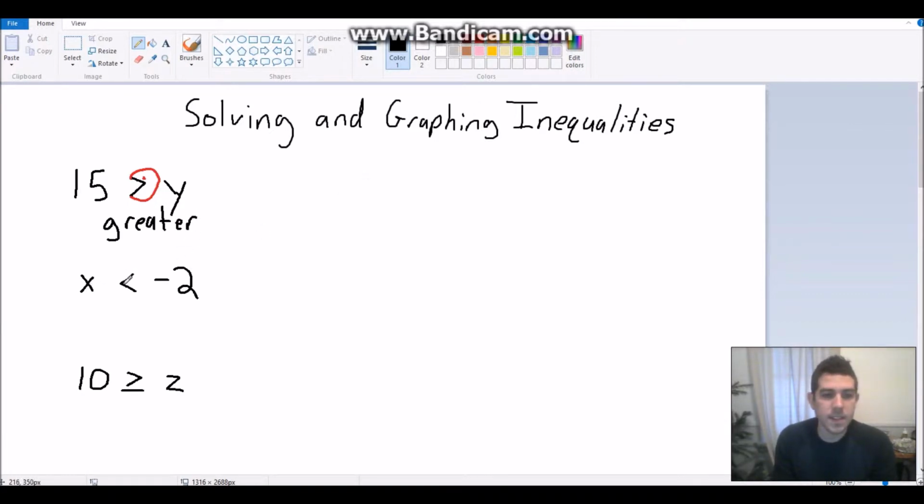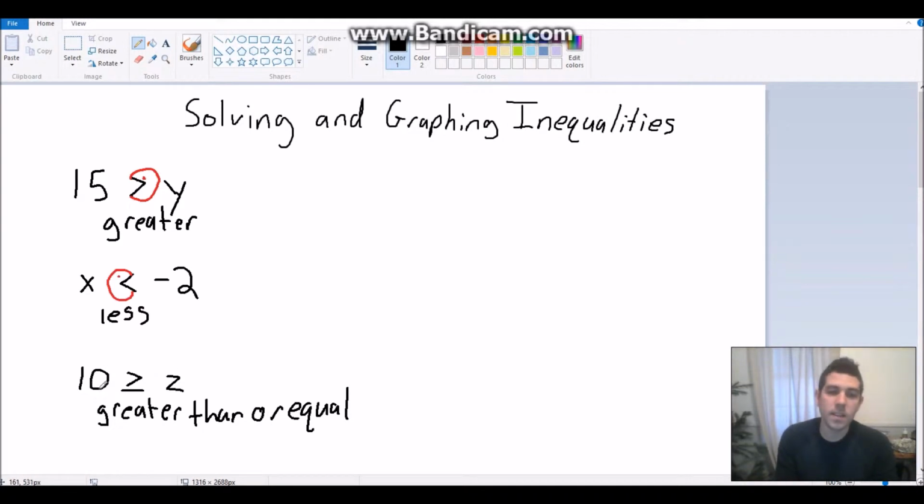Let's look at the next one. X is, well, it's eating the negative 2, so we can say that x is less than negative 2. And lastly, if it has this little bar under it, that means or equal to. So this says 10 is greater than, because it's eating the 10, or equal to z. So here we would say that it's greater than or equal to. We don't know what z is, but it could be 10, or it could be something less than 10. 10 is greater than z or equal to it.